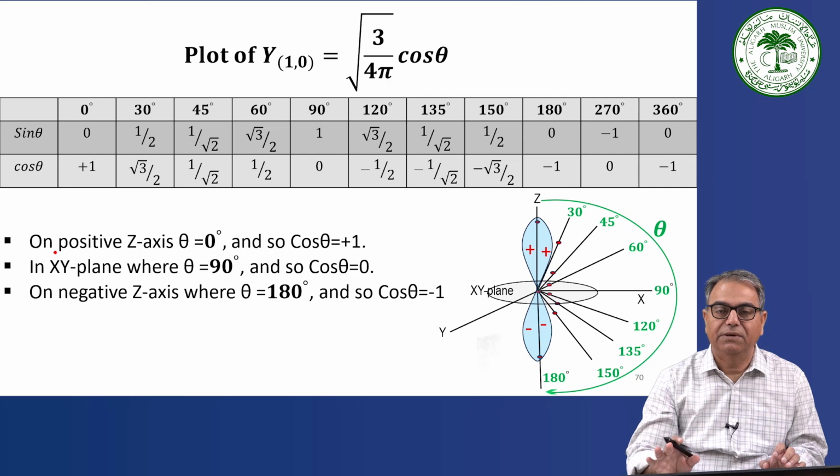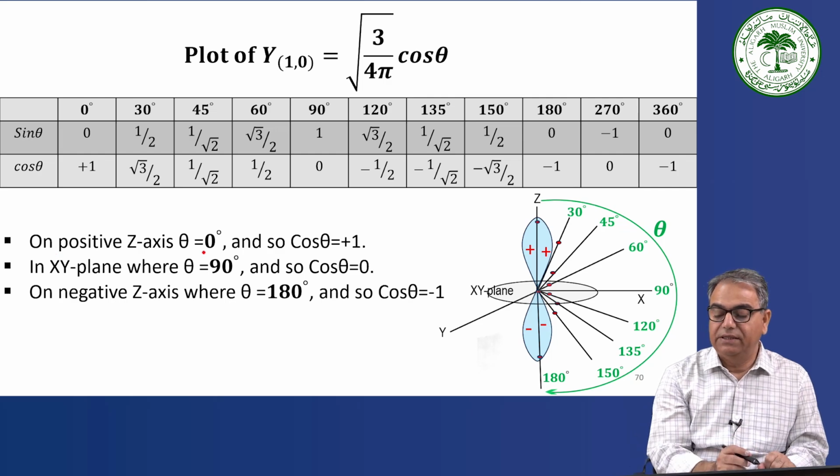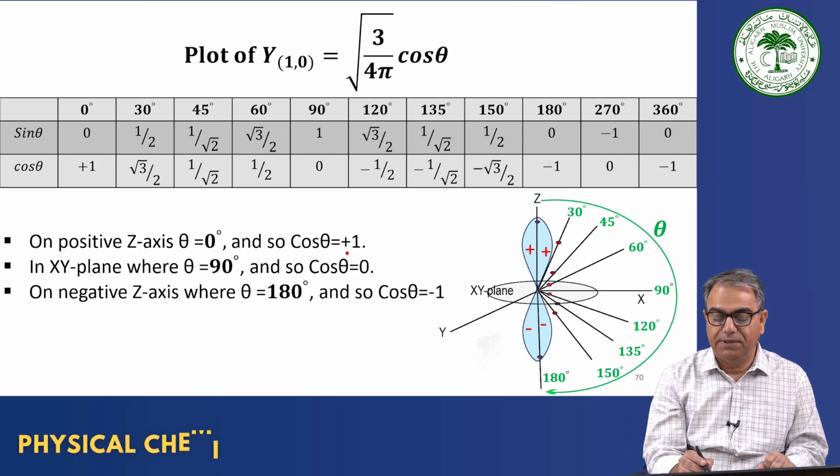It doesn't matter whether you have done mathematics at an earlier level or not. I have given you sin theta and cos theta values also, so that should not be an issue for you. Now you see, on a positive z axis, theta is equal to 0 degree, so cos theta is plus 1.